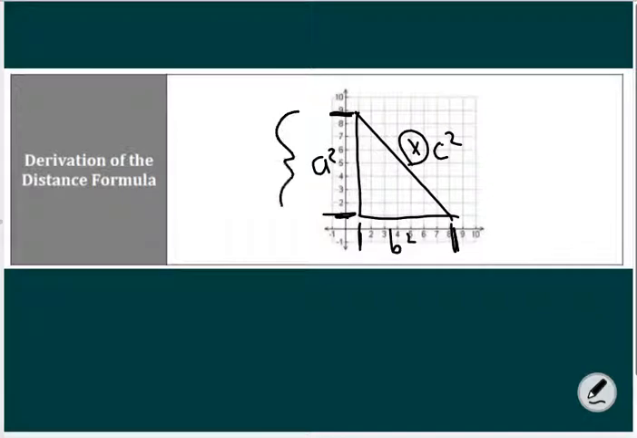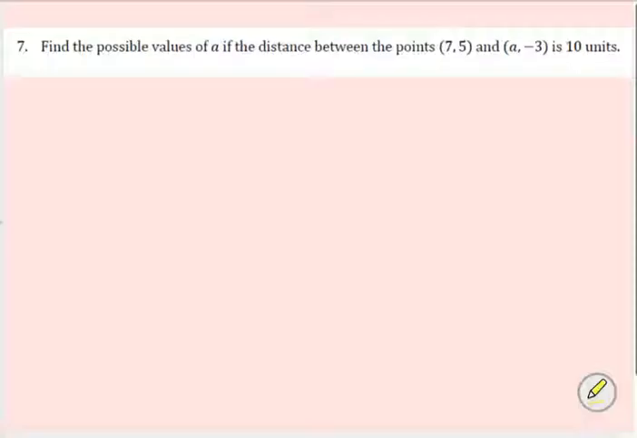So this length comes from taking y2 minus y1. That's how far it is from your y to y. This one underneath here comes from taking your second x minus your first x. That gives me this distance, that gives me that b that I can then square.